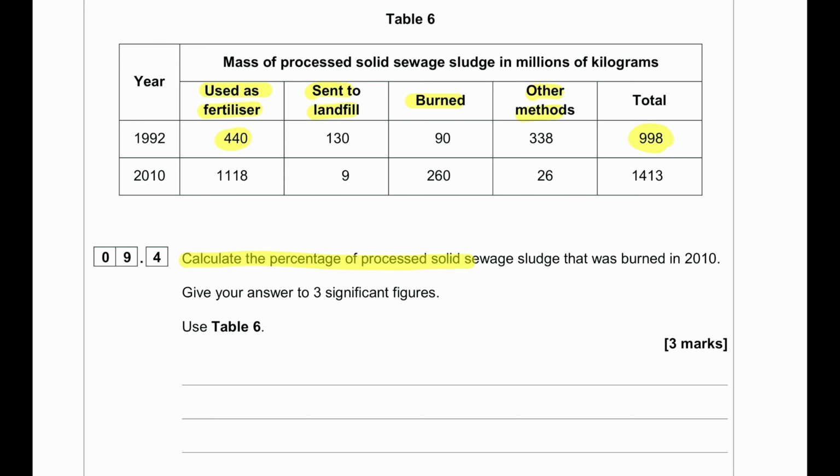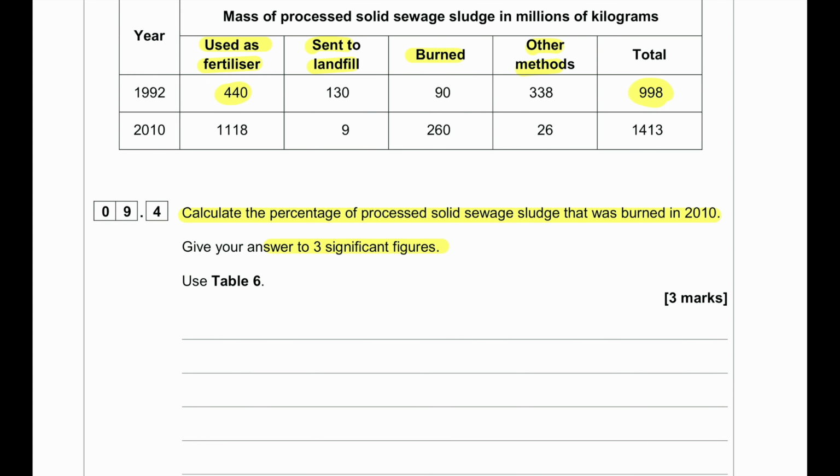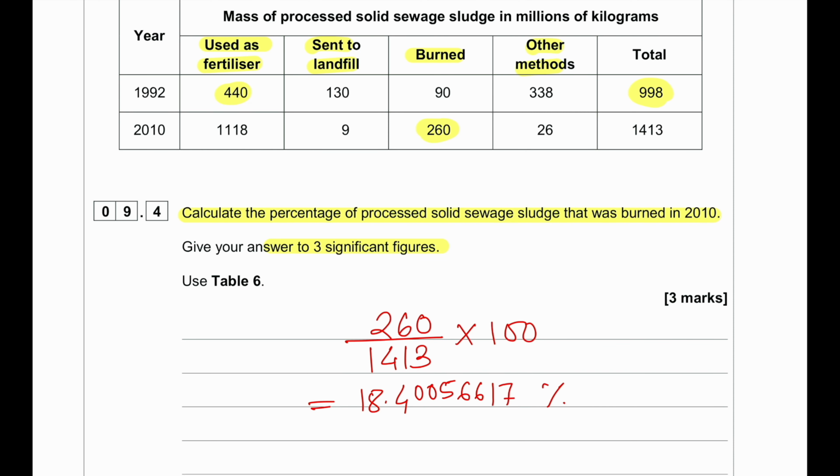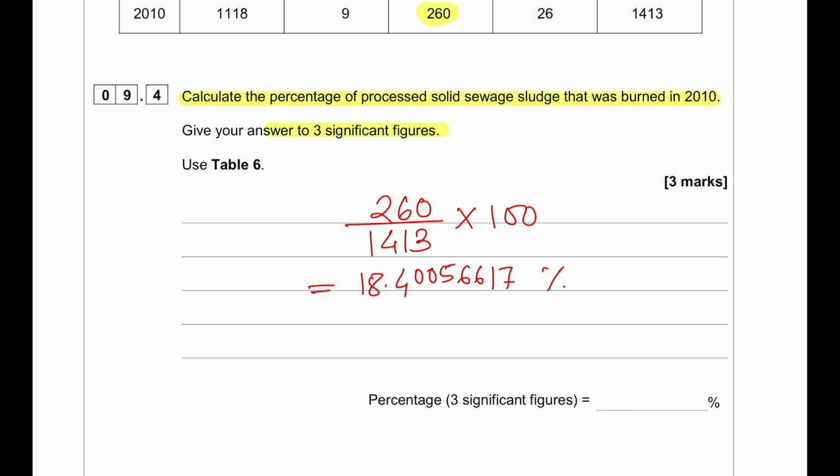Calculate the percentage of processed solid sewage sludge that was burned in 2010. Your answer must be given in three significant figures. So in 2010, we can see 260 million kilograms of processed solid sewage sludge was burned. So 260 divided by the total for the year, 1413, times 100% gives us 18.4005%. Since we have to give the answer to three significant figures, it will be 18.4.